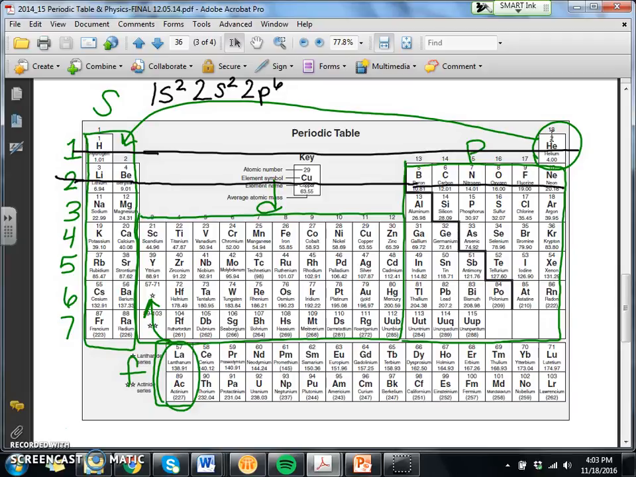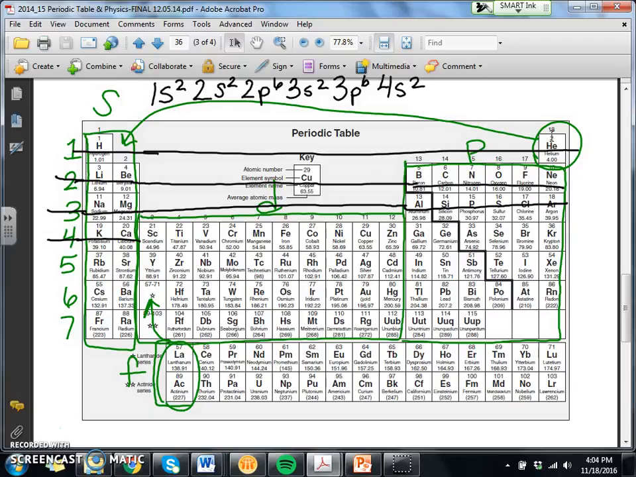I would then go on to the third energy level, 3s2. Keep going. I get to 3p6 because 1, 2, 3, 4, 5, 6. Pass through them all. Start here, energy level 4, sublevel S. There are 2 boxes, so I put the number 2.